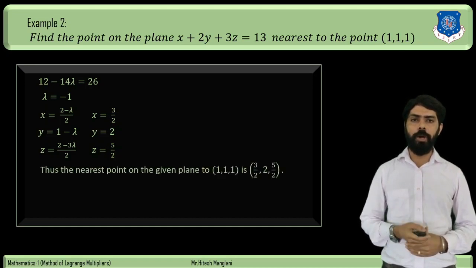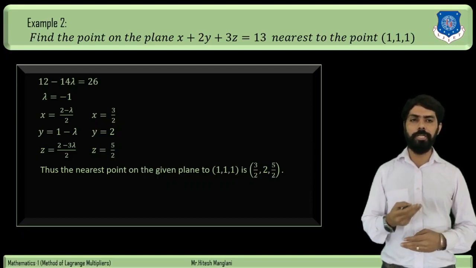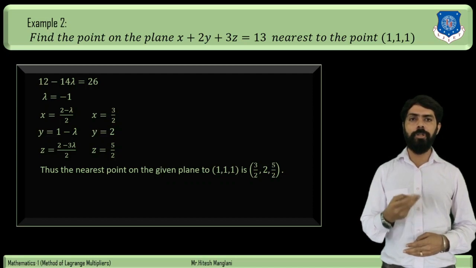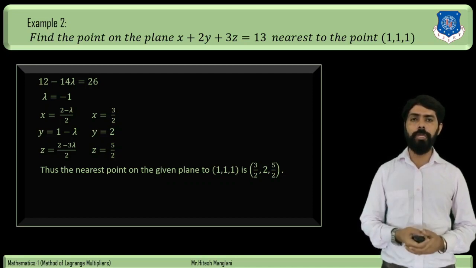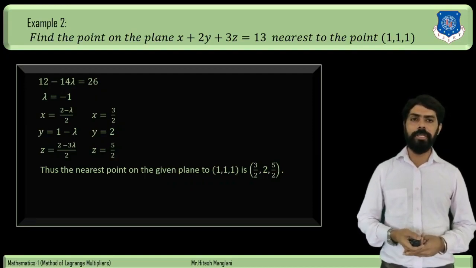So the nearest point on the given plane to (1, 1, 1) is (3 by 2, 2, 5 by 2). So this is the nearest point to (1, 1, 1) and which is on the plane. So we have found the point on the plane which is nearest to the point (1, 1, 1). So in today's lecture we have discussed the Lagrange method and examples related to the Lagrange method.